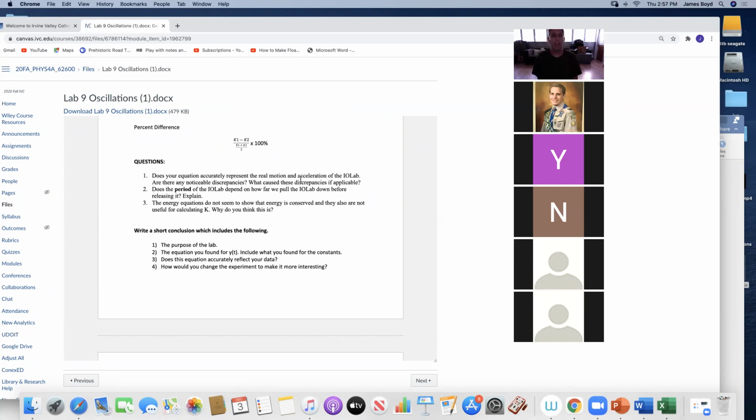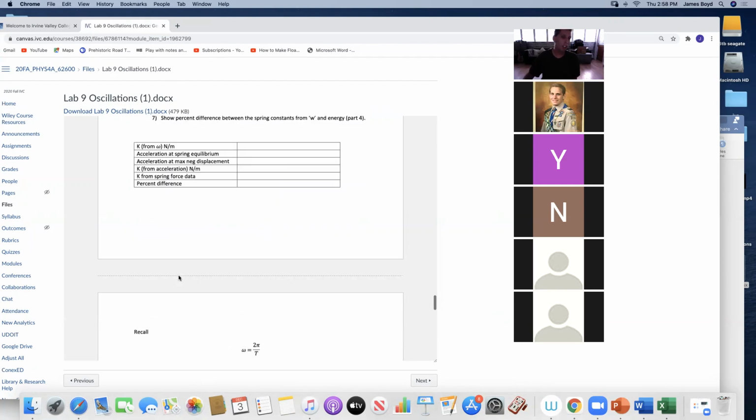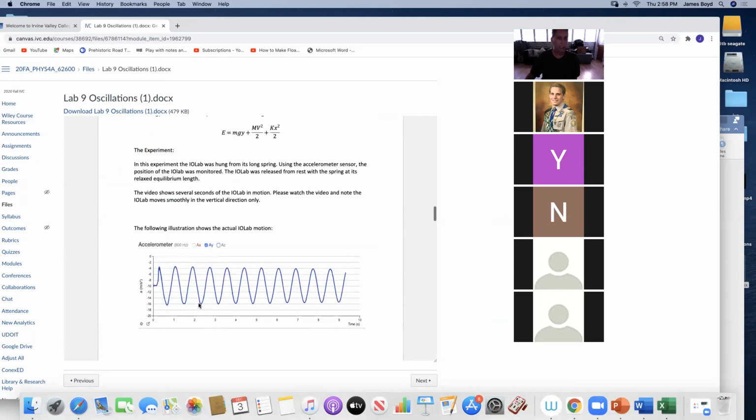And then finally, the energy equations do not seem to show that energy is conserved, and they are not useful for calculating k. Why? Well, I'm going to give you a hint here. They're only conserved for ideal springs, and by far that's not an ideal spring. An ideal spring doesn't really exist. If we go back and look at what's going on here, you can see that the period is actually changing, shortening up. It's only about half by the time you get to 8 seconds.